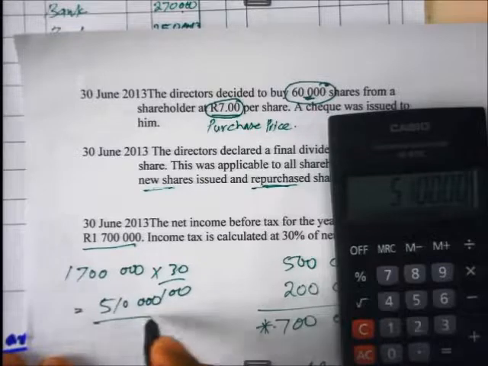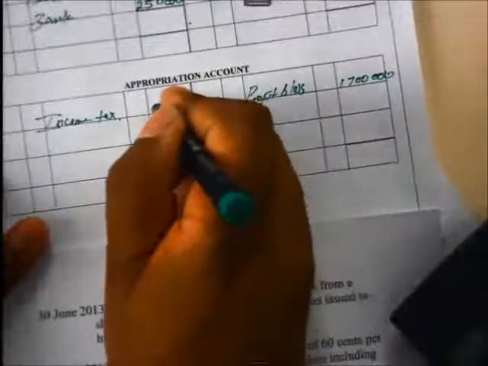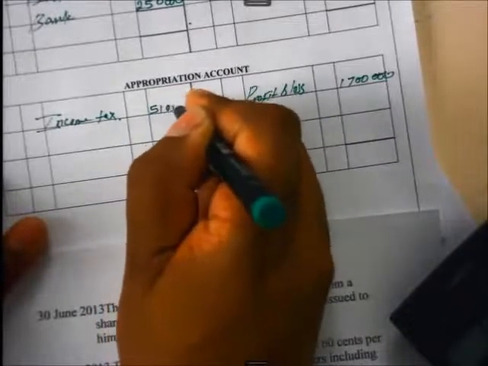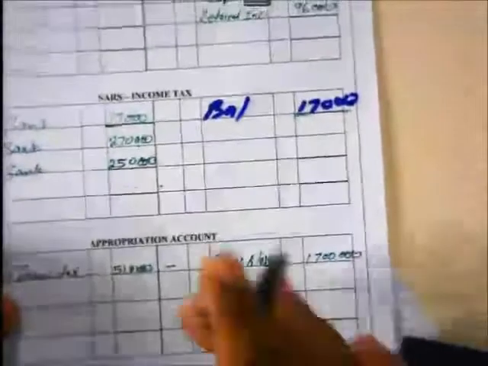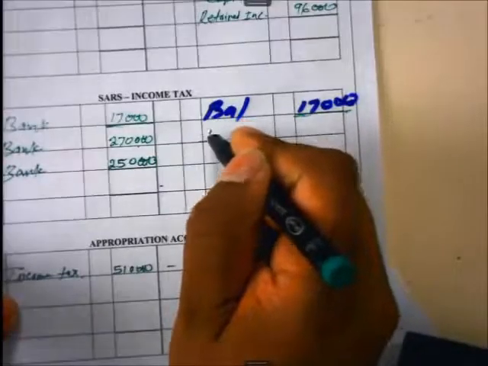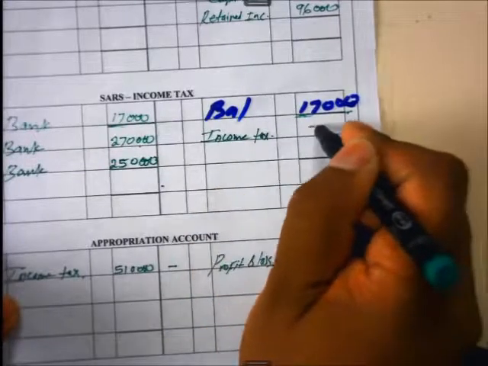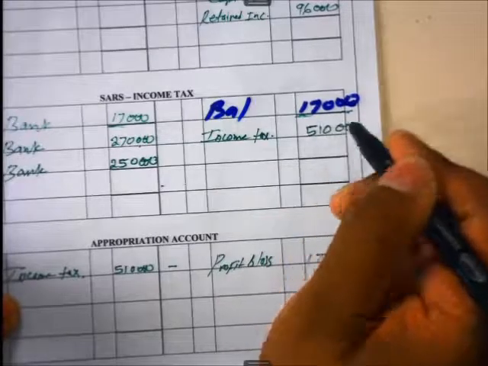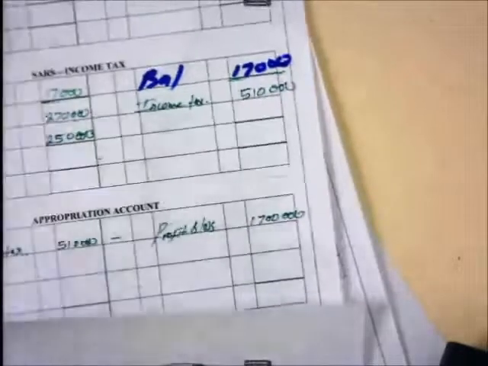They have not asked us to prepare the income tax account. Therefore, for income tax, you will have 510,000. But what is important is that you must know that that amount of income tax would increase our tax liability. Therefore, SARS will be credited with income tax, 510,000. Right. And now we are done with the recording.